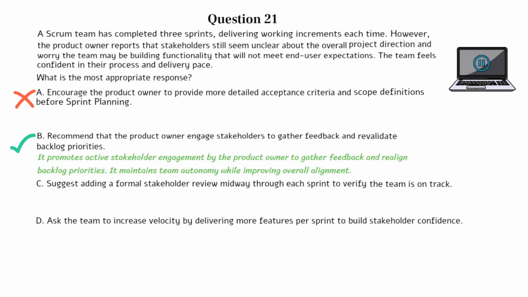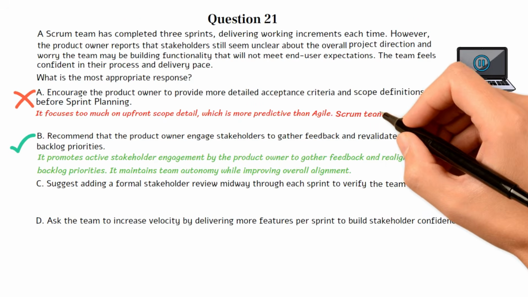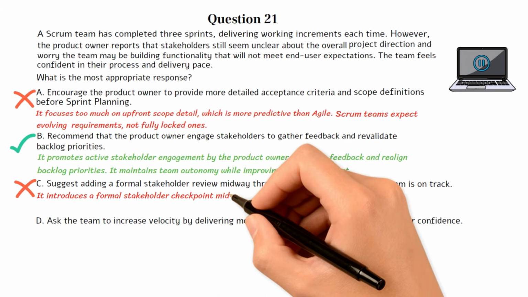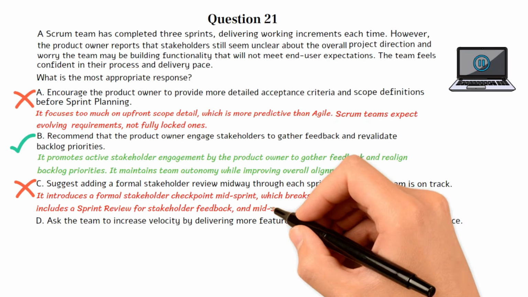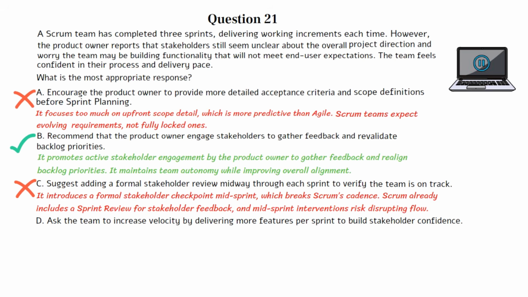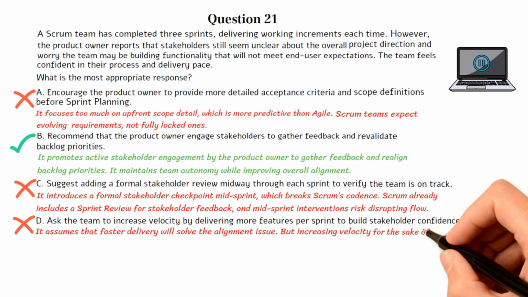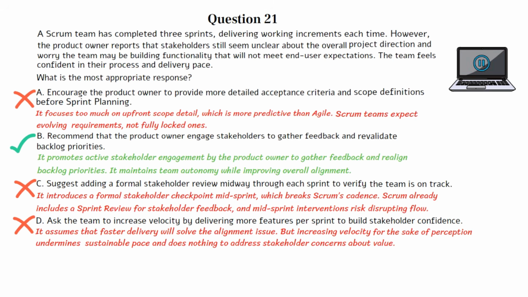Choice A is incorrect. It focuses too much on upfront scope detail, which is more predictive than Agile. Scrum teams expect evolving requirements, not fully locked ones. Choice C is incorrect. It introduces a formal stakeholder checkpoint mid-sprint, which breaks Scrum's cadence. Scrum already includes a sprint review for stakeholder feedback, and mid-sprint interventions risk disrupting flow. Choice D is incorrect. It assumes that faster delivery will solve the alignment issue, but increasing velocity for the sake of perception undermines sustainable pace and does nothing to address stakeholder concerns about value. Let's move on to the next question if you're ready.